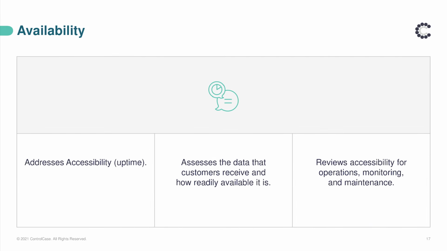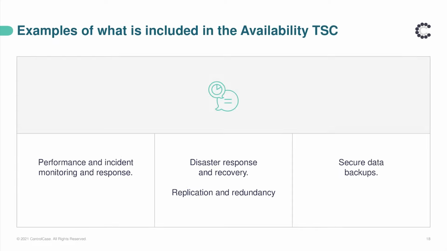Let's talk about availability. Availability really talks to accessibility. Many organizations that have service level agreements, or SLAs, on uptime are looking at assessing against availability. It really is an assurance that the data that is housed within you, or the systems that organizations from you are using, are going to be readily available when they need them. What items might be included in the availability point? Items such as performance, incident monitoring, disaster recovery and response, replication, redundancy.